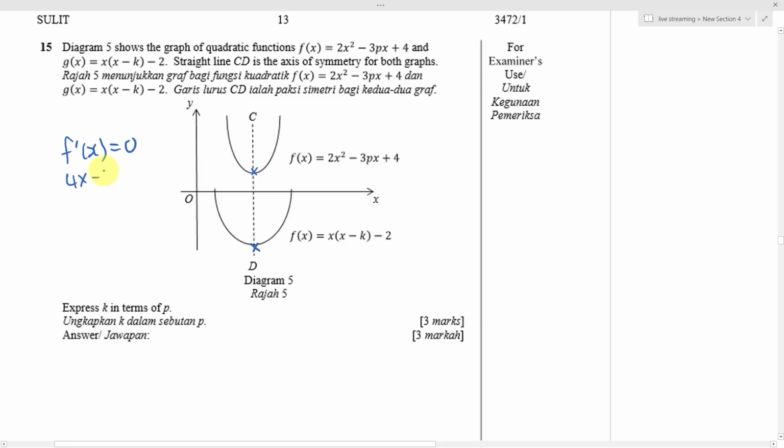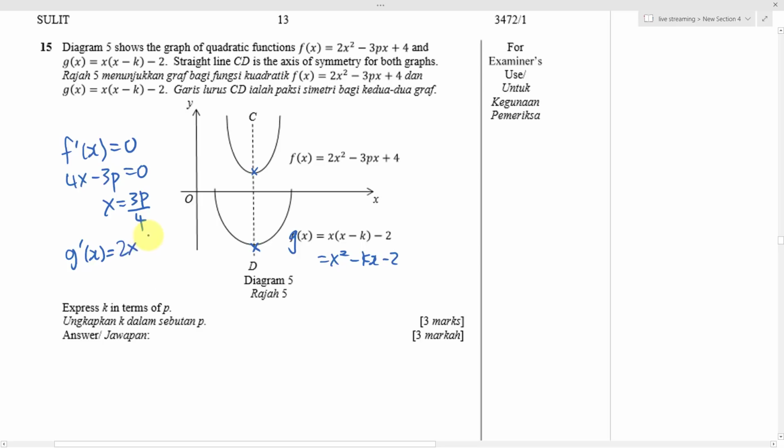So I will get 4x minus 3p equals 0. Then my x equals 3p over 4. Then I will solve the equation x squared minus kx minus 2, and differentiate my second equation. Actually, it shouldn't be written f(x) because both are f(x), it doesn't make sense. This one should be g(x), so we just assume it's g(x).